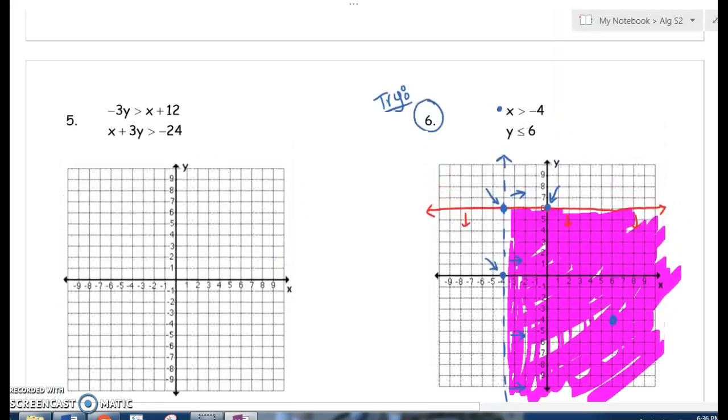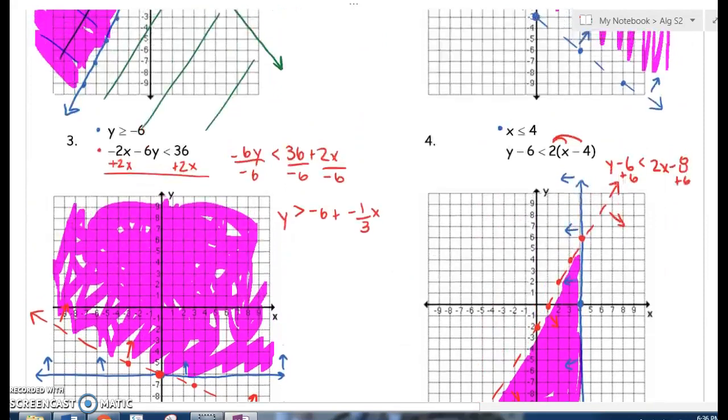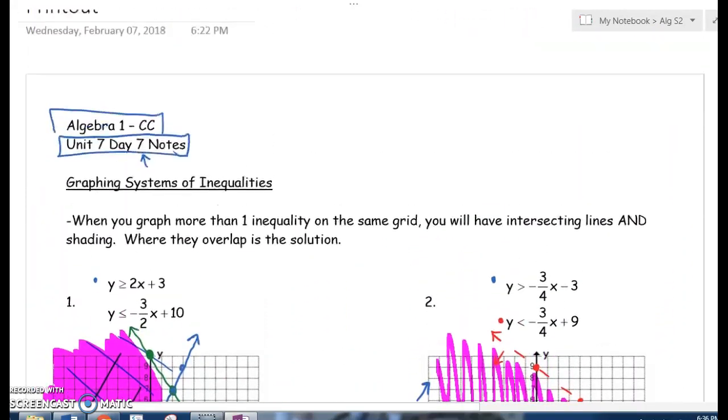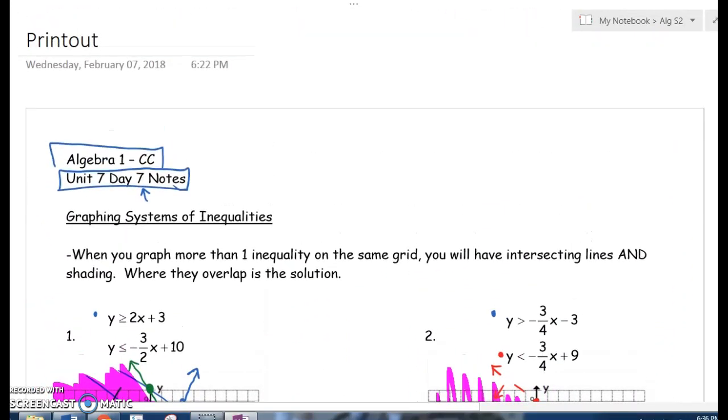I think that's the main idea. I hope that this makes sense. You're just figuring out, like the problems from yesterday, where everything intersects and then shading nice and dark there. So I hope this is okay.